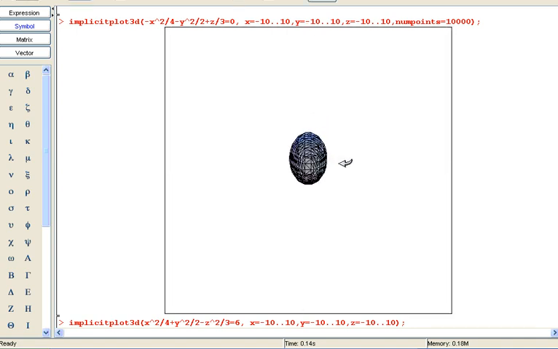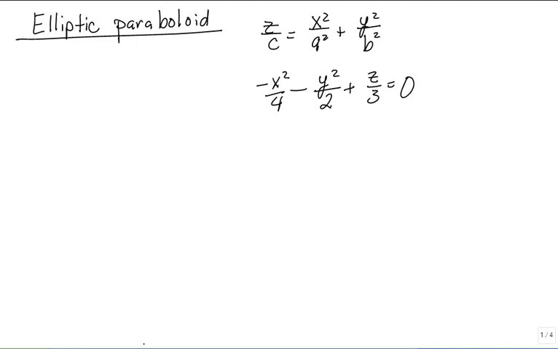So here we go. In the example we did before, we called it a circular paraboloid because the traces parallel to the xy plane were circles. Here, they're ellipses. If you notice, that's an ellipse. And again, you can spin it around and see the parabolas as traces and the ellipses as traces. So Maple's a really nice tool to see these pictures.